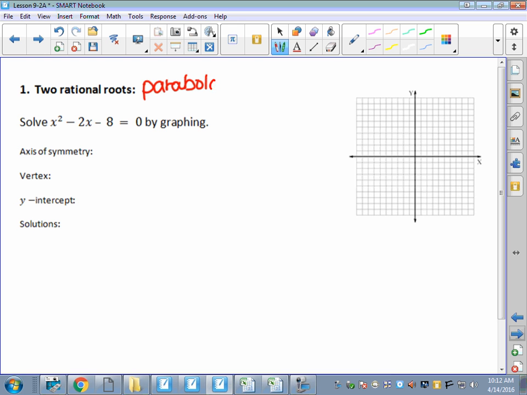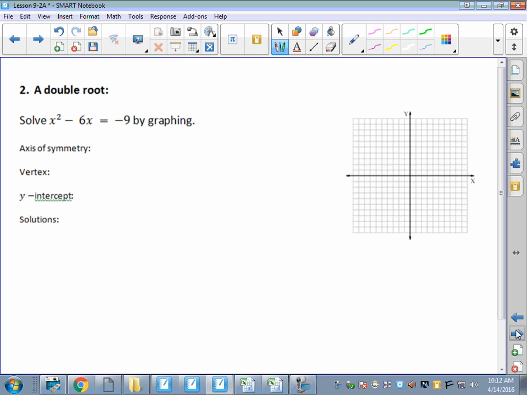So two rational roots, remember, the parabola touches at two exact places. I'm not going to graph this. Feel free to do so. A double root. This one, the parabola touches, and when I say touches, I'm talking, remember, about the x-axis. Touches x-axis in one exact point.